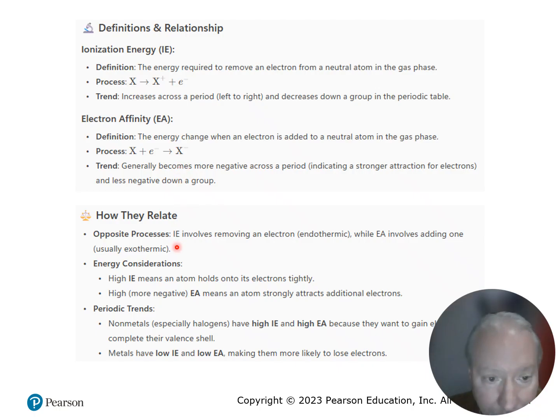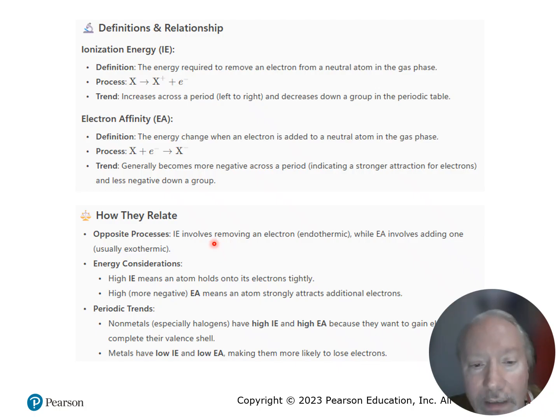Okay, so fluorine is the most electronegative species. It has the highest electronegativity. You can see that from the Pauling electronegativity scale that you used on exam 4. How do we relate this? They're sort of opposite processes.